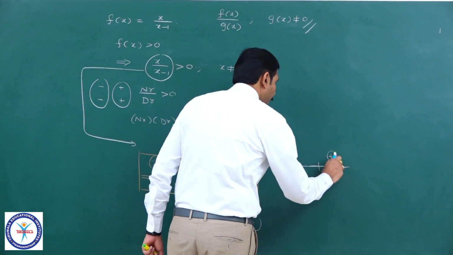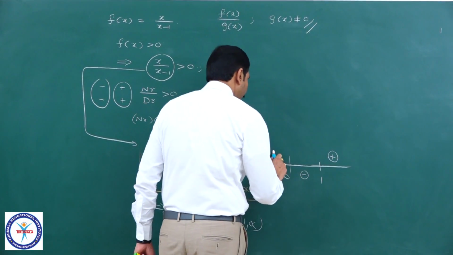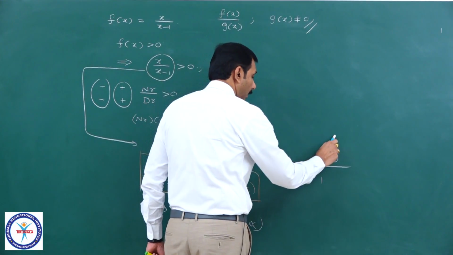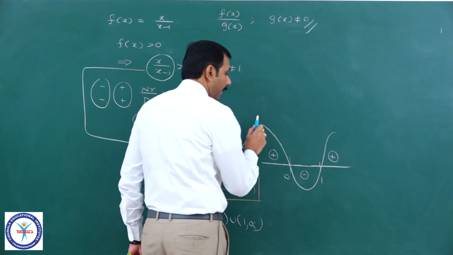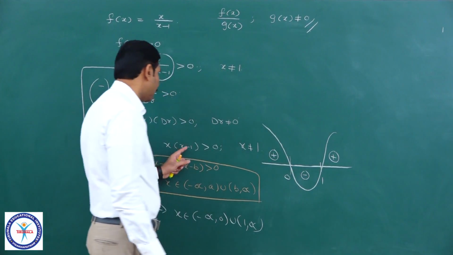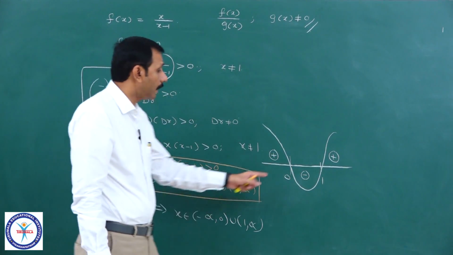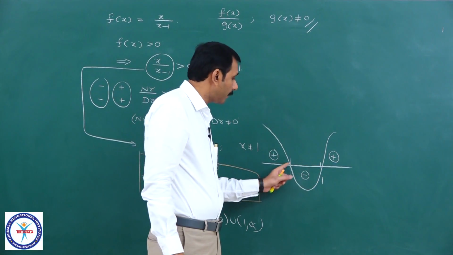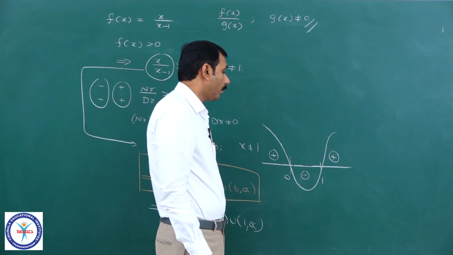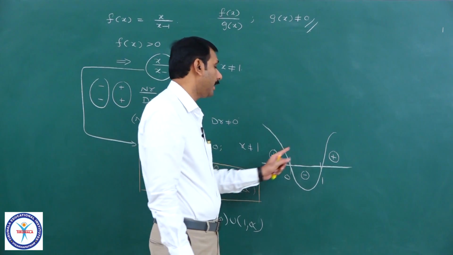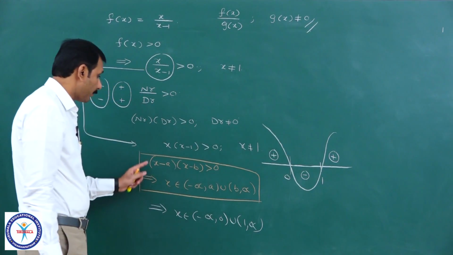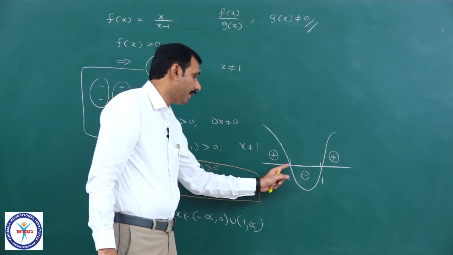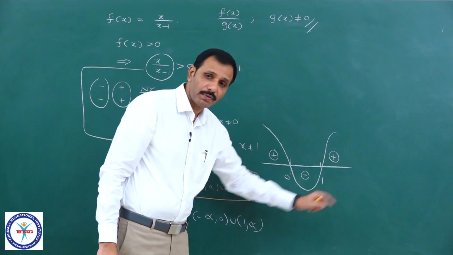Extreme right it is positive, next it is negative, next it is positive, and draw the wavy curve. Because all powers of these factors are odd only, it will cross the x axis at both the zeros. Therefore, now collect the values of x where it is positive. Where it is positive: minus infinity to 0, union 1 to infinity.